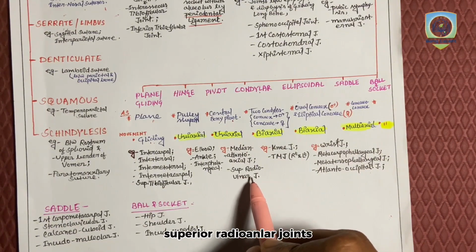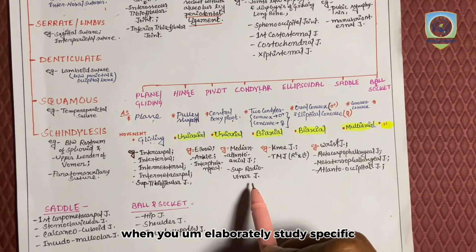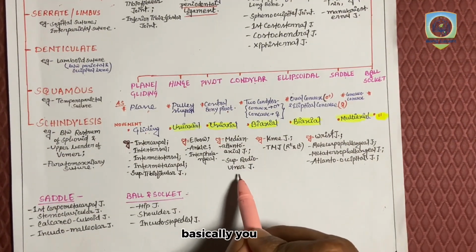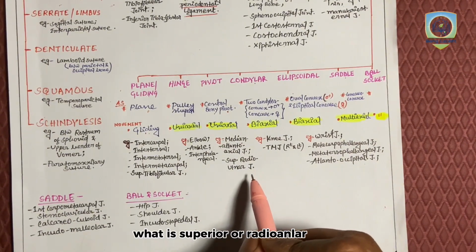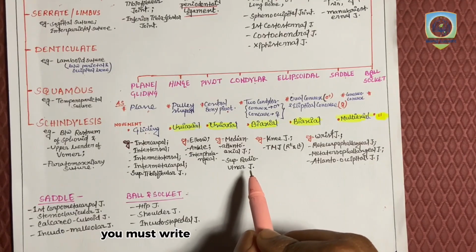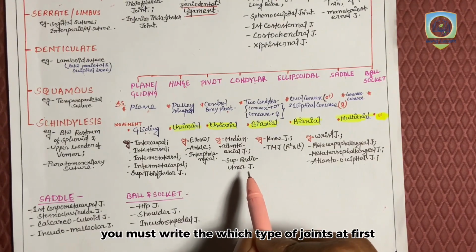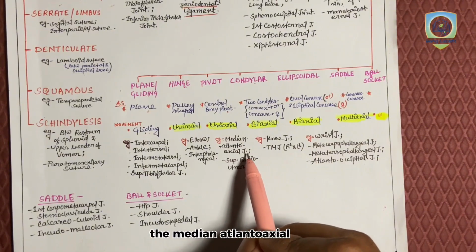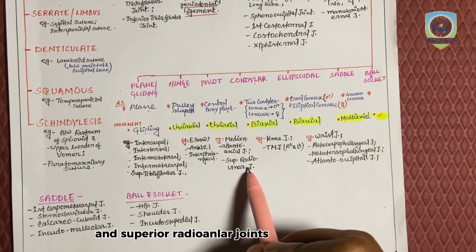Superior radioulnar joints you must remember, because when you study elaborately, especially in BD Chaurasia or another anatomy book, suppose the university asks an SAQ: what is the superior radioulnar joint? You must know which type of joint it is at first. So the pivot joints are the examples: the median atlantoaxial joint and superior radioulnar joints.